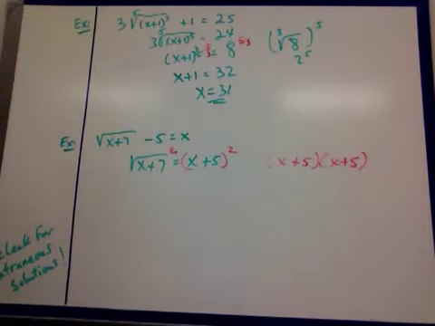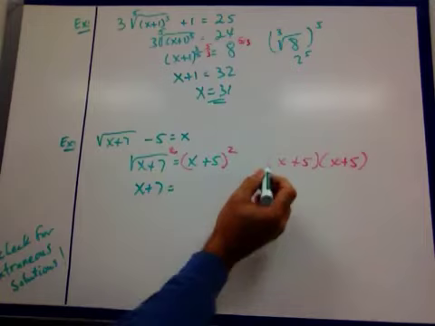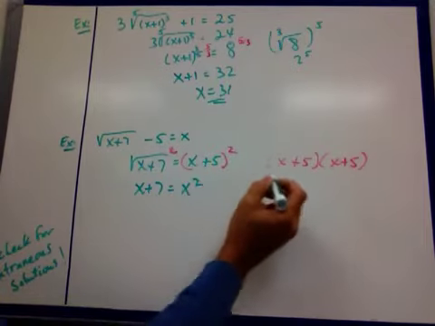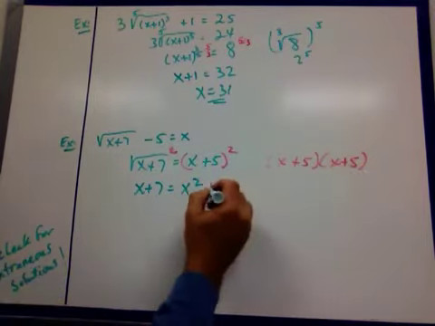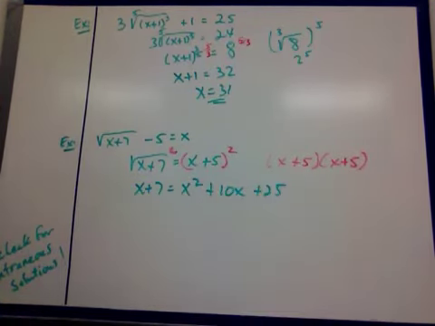And when you work that out, remember, this is going to cancel out. I'm just going to get x plus 7 equals x times x is x squared, plus 5x plus 5x is plus 10x, and 5 times 5 is plus 25.